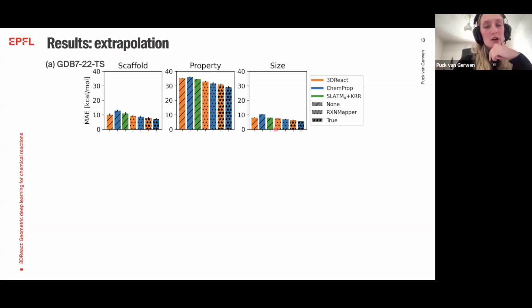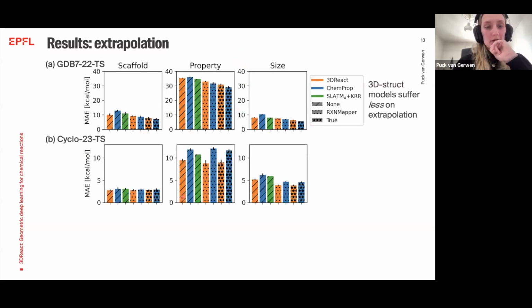But then for the scaffold and the size-based splits, we would actually argue that 3D React seems to be a little bit less sensitive to extrapolation, just because in the interpolation case, Chemprop was beating 3D React in some cases, but now that's no longer the case. So we do think that the 3D structure-based models do seem to be a little bit less sensitive to extrapolation.